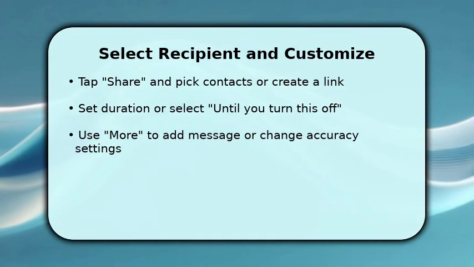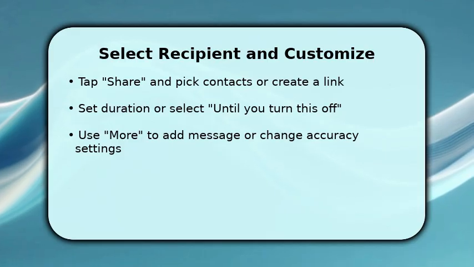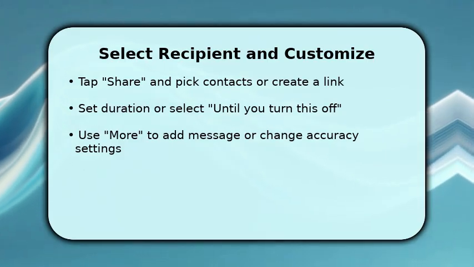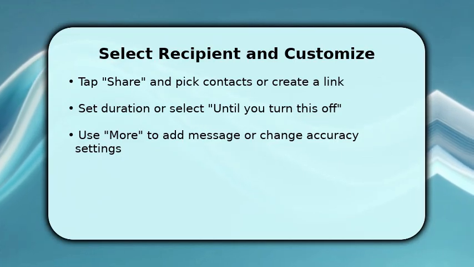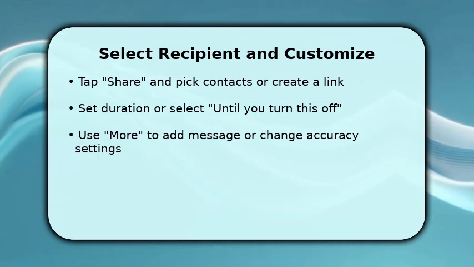Choose who sees your live location. Pick a contact or generate a shareable link for broader access. You can set a fixed time, like 1 hour, or choose until you turn this off for indefinite sharing. This controls privacy and battery use.